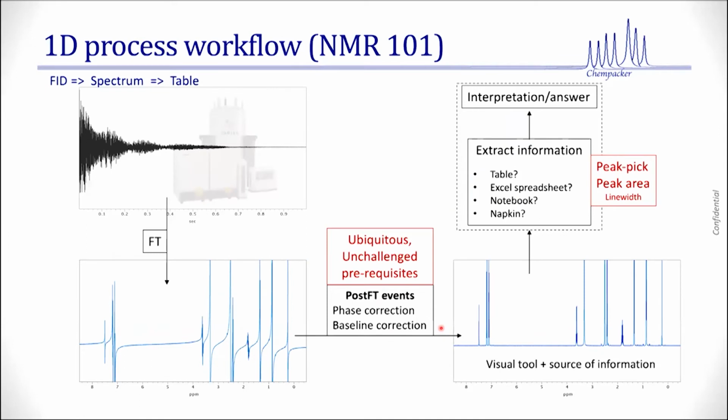So if we look at this first slide again, our 1D process workflow, the key point in this slide is not about this workflow itself. The key point is we go from FID to spectrum to table, and that workflow dictates where the source of your information is. The source of the information is frequency domain, and we generate whatever information that we are interested in.